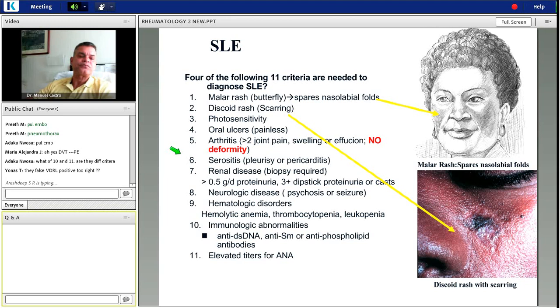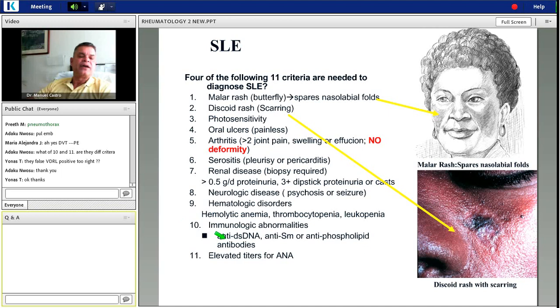Yes, there are different criteria. As long as you have ANA, it's just the ANA marker by itself, it's okay. And then one of the specific ANAs, such as anti-double-stranded DNA, anti-Smith antibody, or antiphospholipid antibody, would be a second criterion. Yes. A false positive test for syphilis is also considered within the immunological abnormality here. Okay? Any immunological abnormality that is typical of SLE is considered in this group here. Okay, now let's continue here.